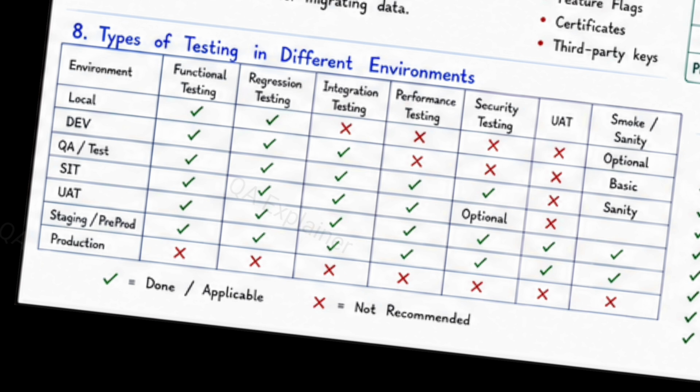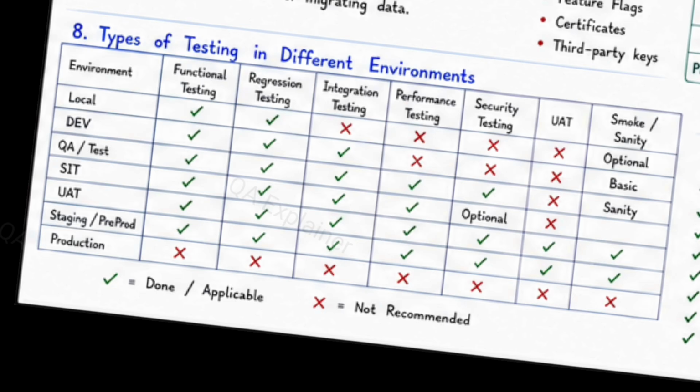Performance testing, we do not do in local and dev environments, but from QA through pre-prod we do performance testing. Security testing starts from QA and is completed through pre-prod. Sometimes we do not do it in SIT, but it is optional. Mostly in SIT we do not do it, but sometimes we check the API's credibility, and for that we use security testing.